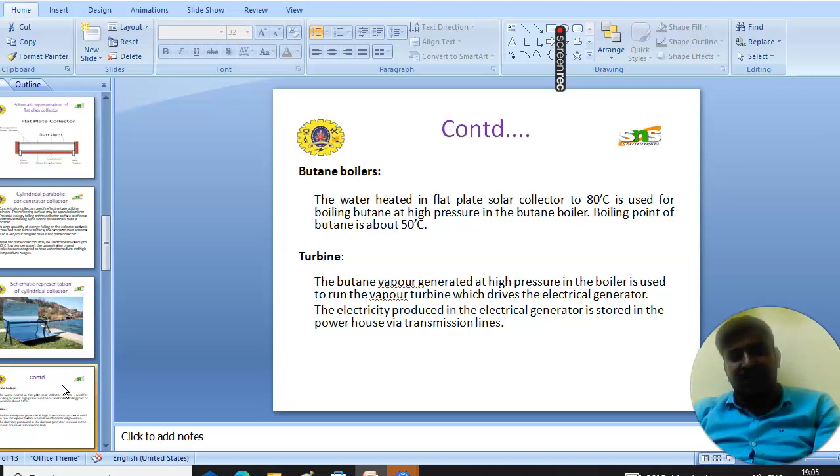Next, the turbine. The butane vapor generated at a high temperature in the boiler is used to run the vapor turbine, which drives the electric generator. The energy produced in the electrical generator is sent to the power house via transmission lines.